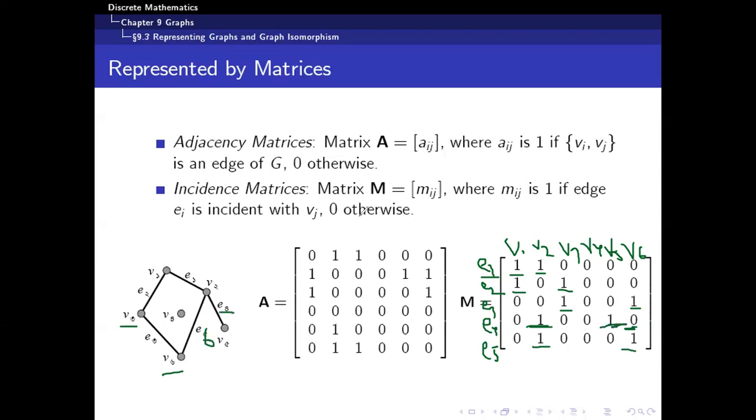So the adjacency matrix is developed with the node matrix, and the incident matrix is connected with the edge and node. Got my point? Yes, sir. So if a question is given like this, that you are given a graph, you need to find both the incident and adjacency matrix. Is it possible to find? Yes, sir.